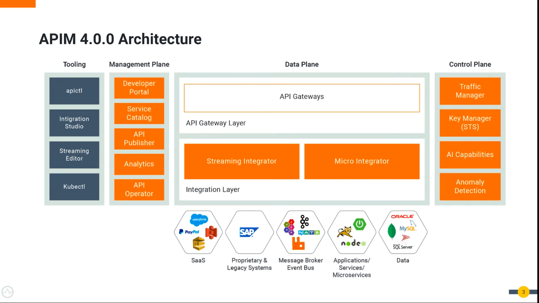This architecture allows the users to integrate different systems such as SaaS, legacy systems, message broker and event bus, applications, services, microservices, and databases. With the API Manager 4.0 release, the API analytics was completely revamped and offered as a cloud-based analytics solution to provide users with an unparalleled analytics experience.